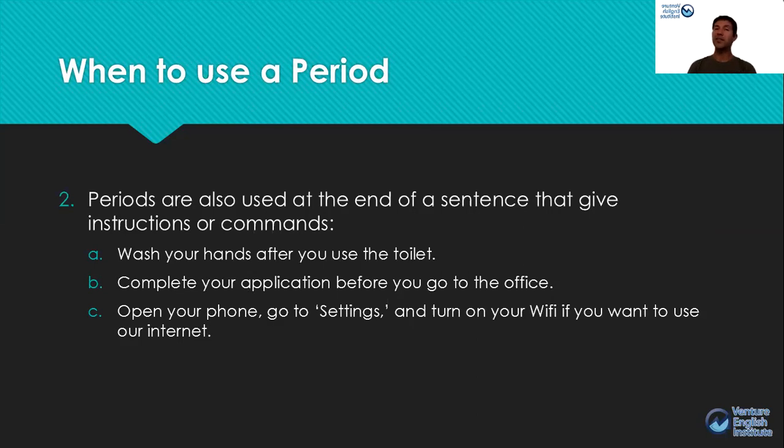We also use periods at the end of sentences that give instructions or commands. So, a couple examples here. Wash your hands after you use the toilet. Very good advice, a clear command and instruction there. We use a period at the end of that sentence. How about number 2 there? Complete your application before you go to the office. So in that, we kind of have more of the instruction idea, but also a command or a recommendation in there. And number 3, open your phone, go to settings, turn on your Wi-Fi if you want to use our internet. There we have more of the instruction example, but we complete these kinds of sentences with a period.